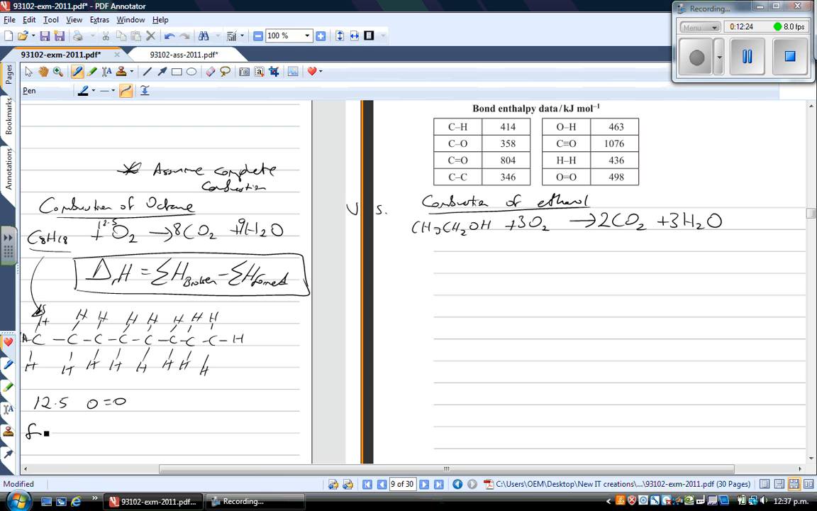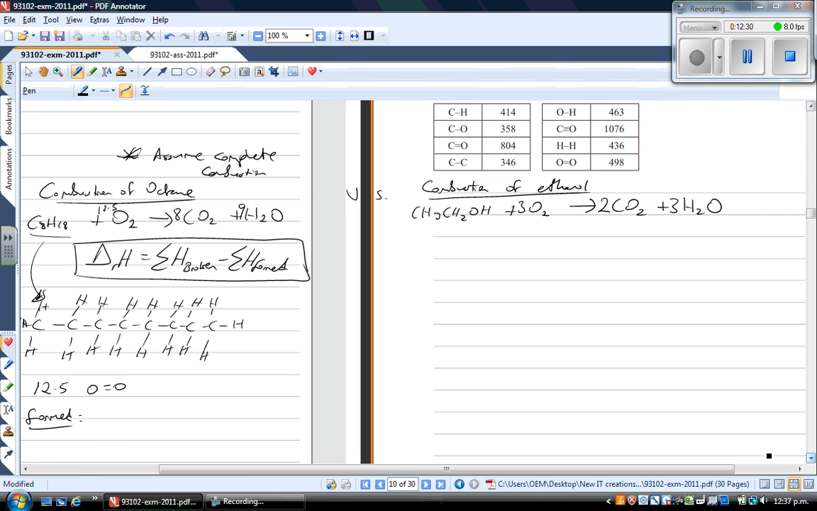And then for bonds formed, we'll just scroll down a bit more. For bonds formed, we're talking about carbon dioxide. So that's a double bond, and we have 8 of those, 8 moles of those. And then we also have our water molecule, and we have 9 of those.